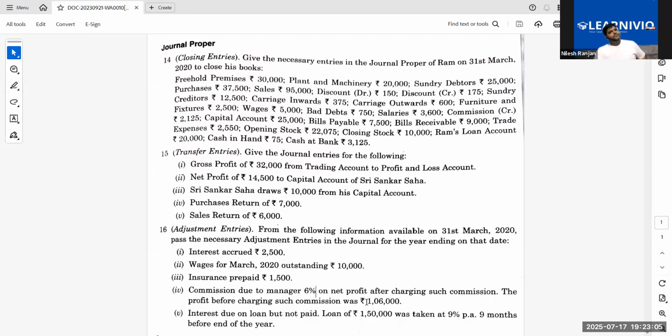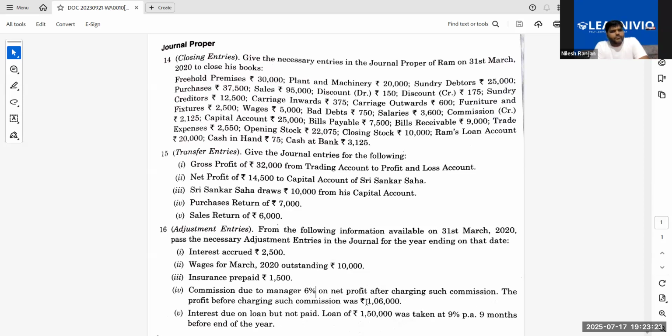Is that clear? Now, can you solve question number 16, so that this chapter will be complete? One more thing before solving this question. You have completed question number 15.